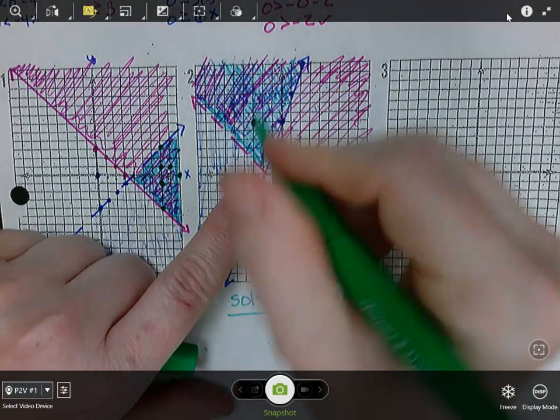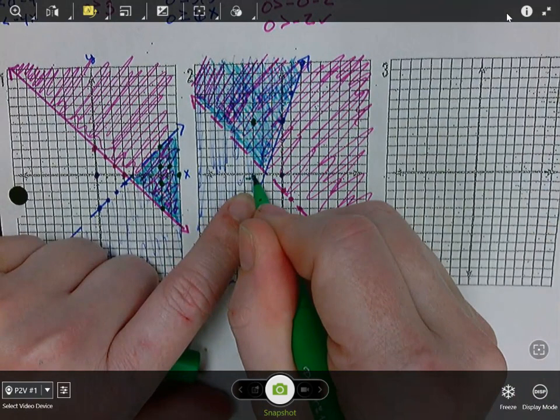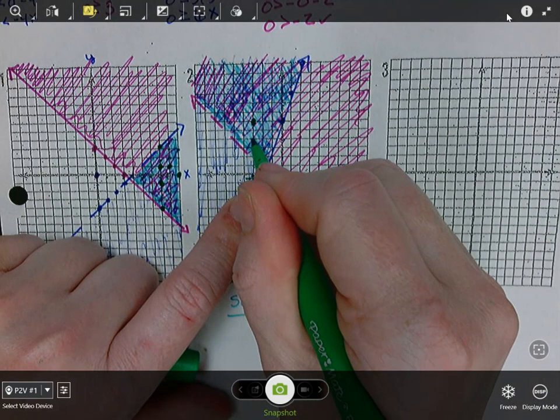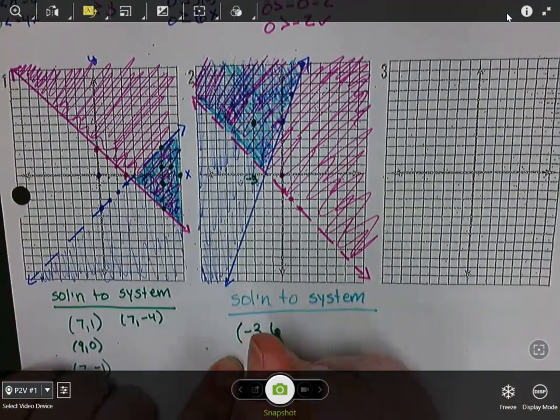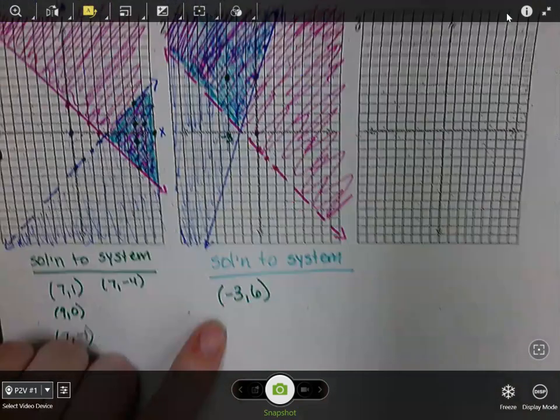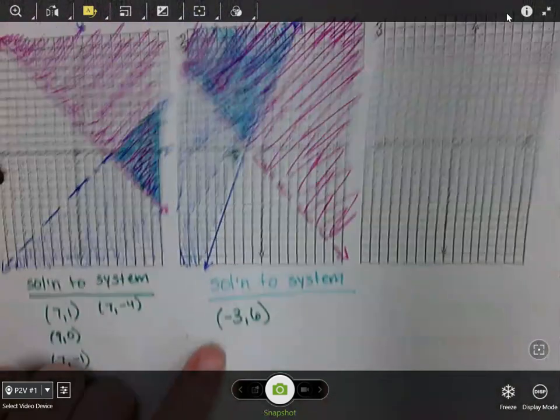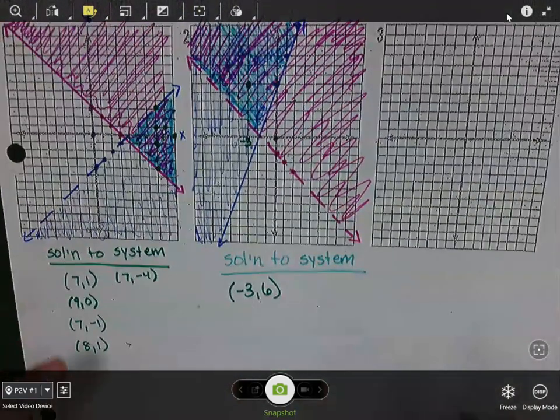Okay, so that's this one. So that's 1, 2, 3. So -3. 1, 2, 3, 4, 5, 6. -3, 6 is one solution to the system. -3, 6. All right, Rebecca, what's another ordered pair that would be a solution?